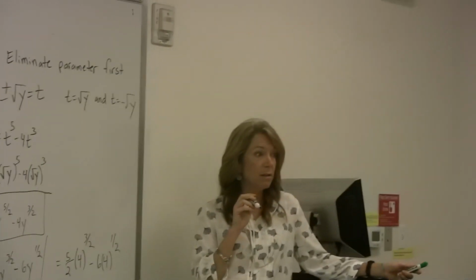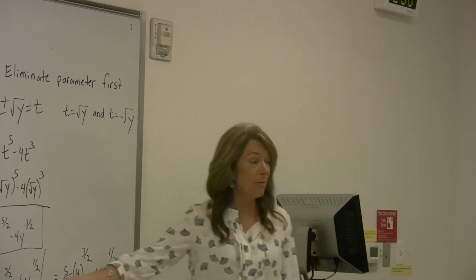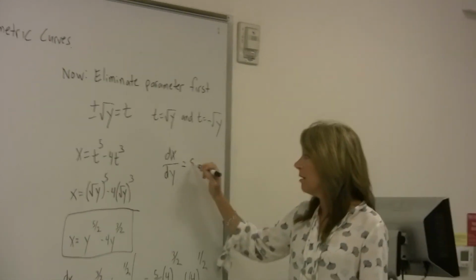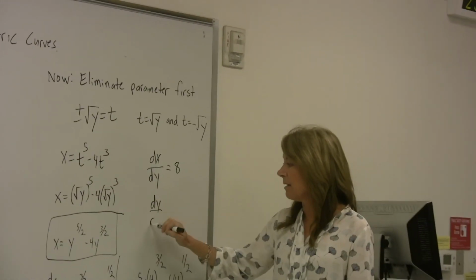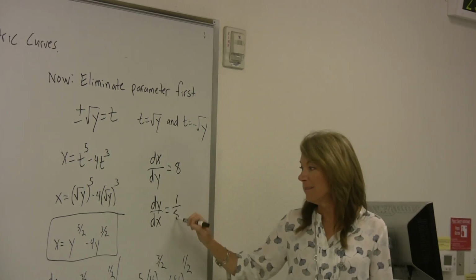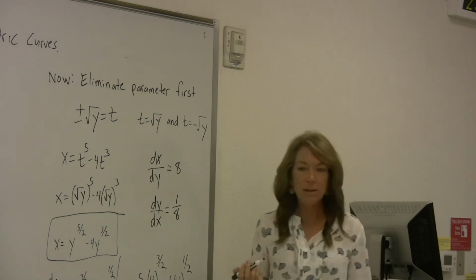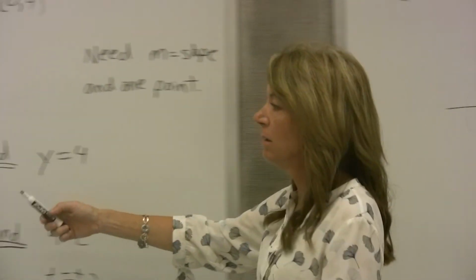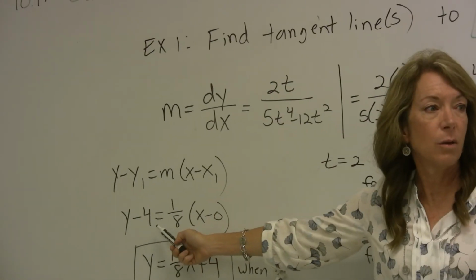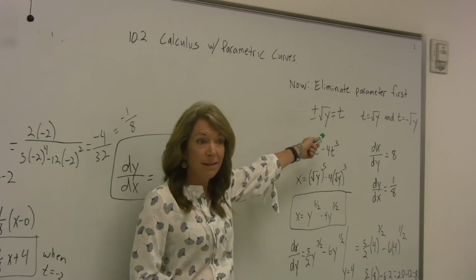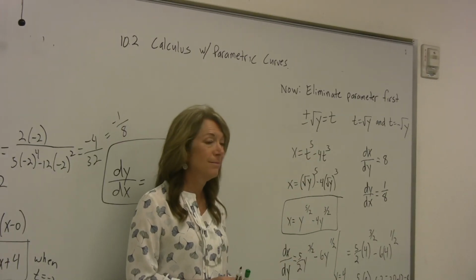In words, what did I just find? dx/dy. Yeah, I found dx/dy. dx/dy equals 8. So what if I want dy/dx? Invert it, right? 1 over 8, which is our slope. Which we could then do the exact same equation here. Equation of the tangent line would be the same. And then if we really wanted to torture ourselves, we could do it again with the negative root y. Guess what it's going to be? Negative 1/8.